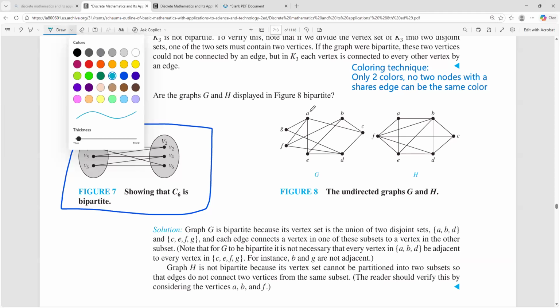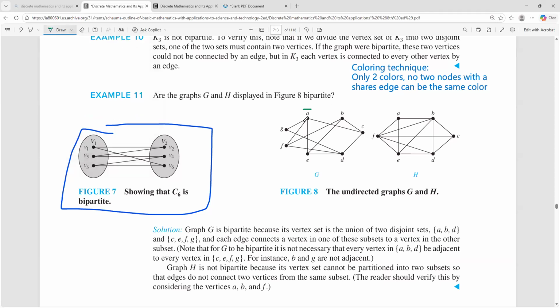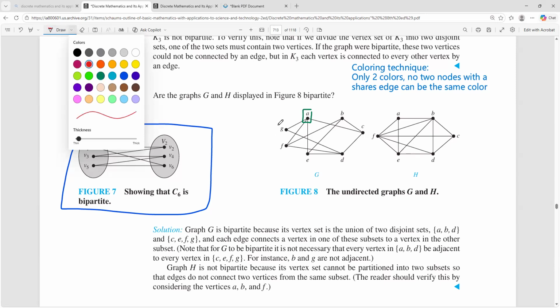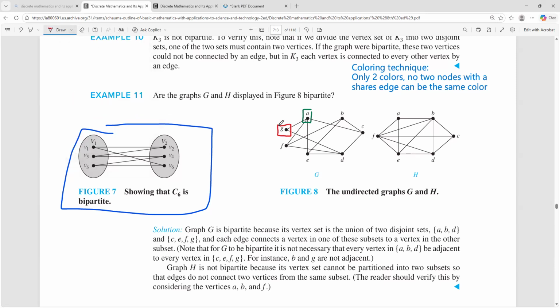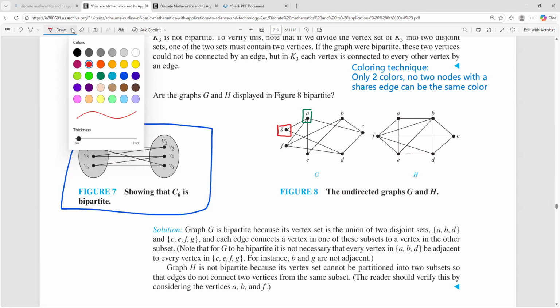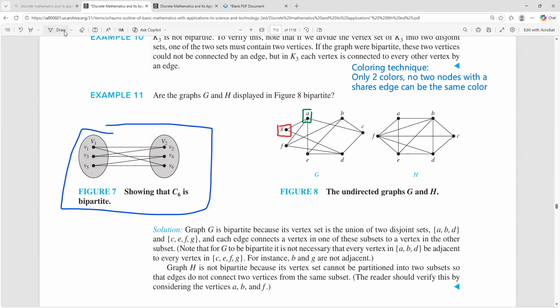So A, we're going to make it green. Boom. G is connected with A, so it can't be green. Let's make it red. What color can F be? Green or red? Red, because it's connected to A, which is green. So it can't be green, but it's not connected with anything that's red.